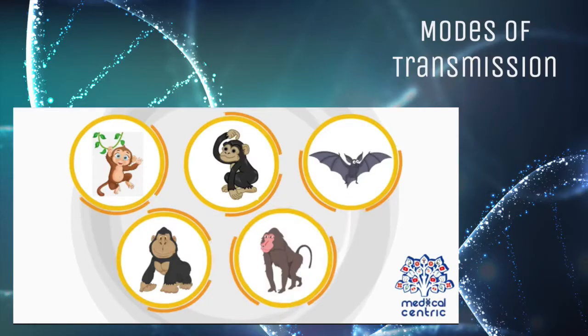Ebola is thought to be a zoonotic virus. Fruit bats are considered natural Ebola virus hosts. Ebola enters the human population through contact with blood, secretions, organs or other bodily fluids from infected animals like monkeys, chimpanzees, fruit bats, gorillas, and baboons.